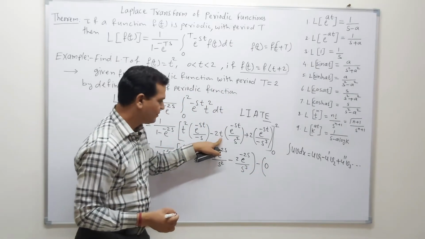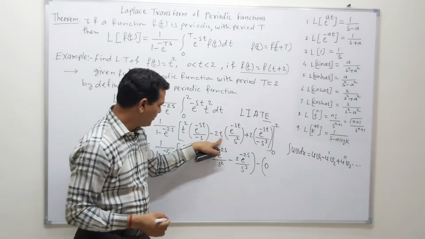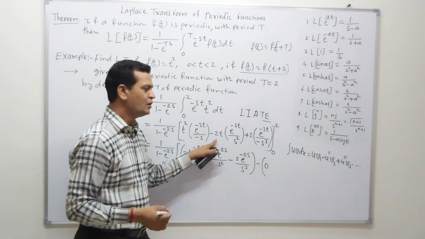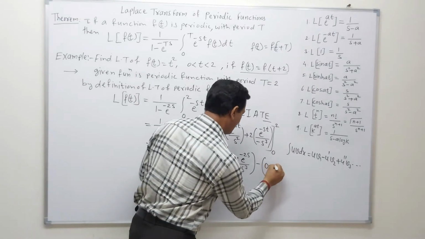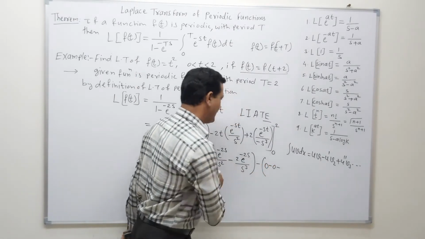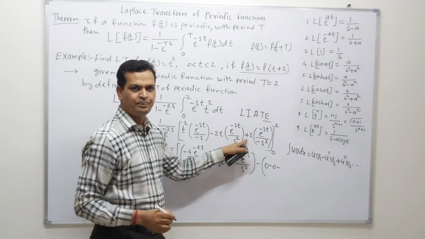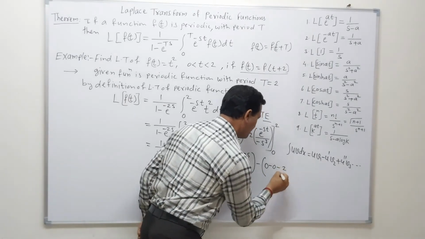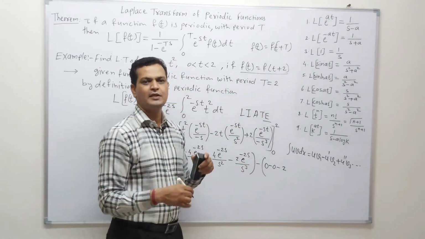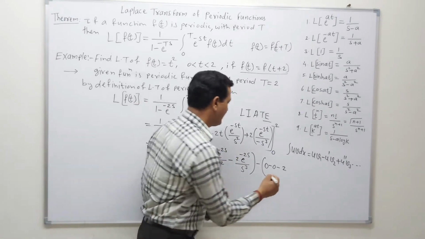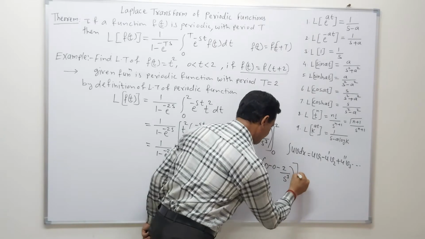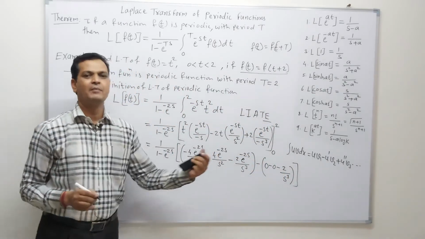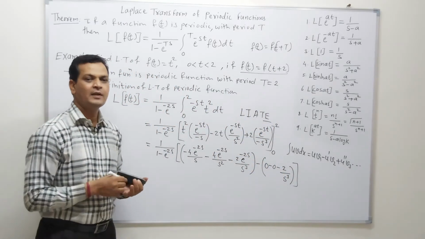Again for the second term, t is present here, and if we put lower limit t is equal to 0, so 0 into something is 0, so this second term is also 0. Then this is minus sign, then we can write this as 2, then e raised to 0, e raised to 0 is 1, so we can write this as 1 upon s cube. So in this way we put the value of upper limit and lower limit to the given example.